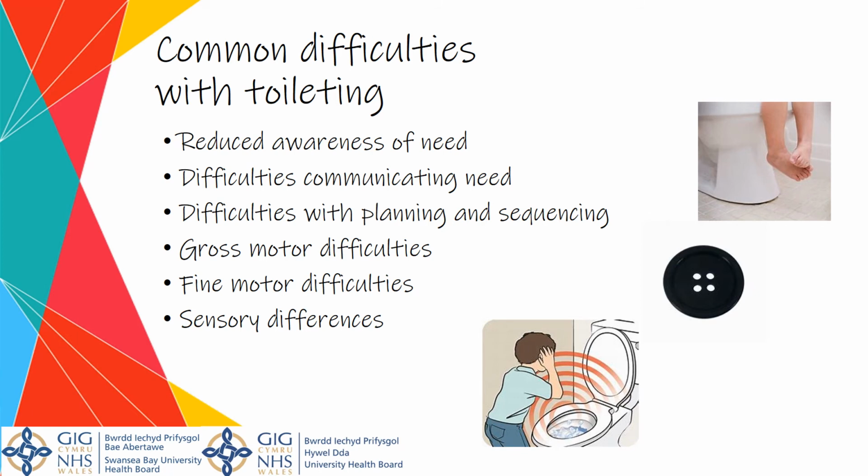A child may struggle with being able to adjust the fastenings like buttons and zips and gripping clothing to pull up and pull down. They might find it challenging to use two hands together to unwind, grip and pull toilet paper. It might be hard for them to twist around and reach their bottom, and they might find it difficult to use the right amount of force when wiping, or they may not be able to wipe accurately.